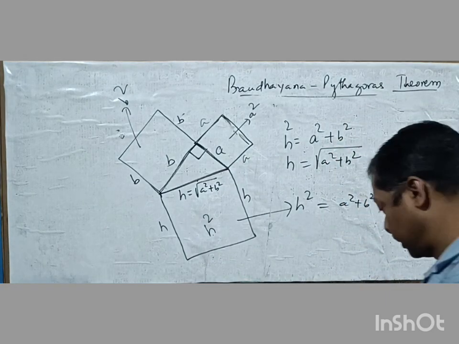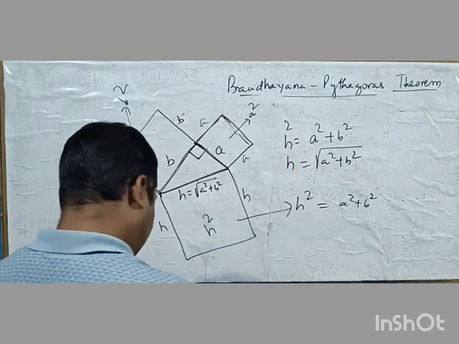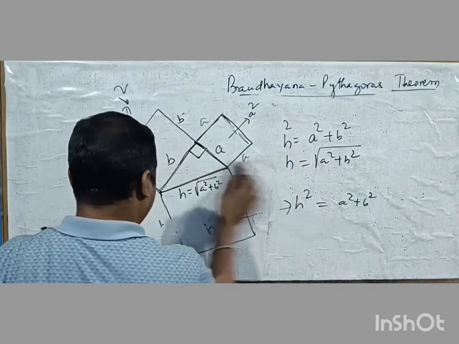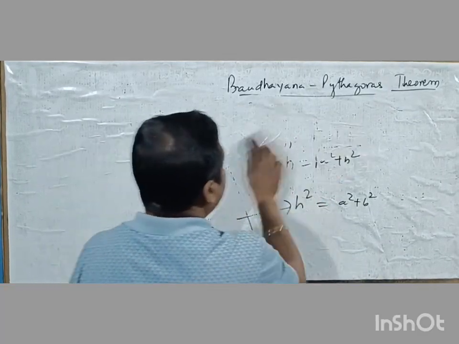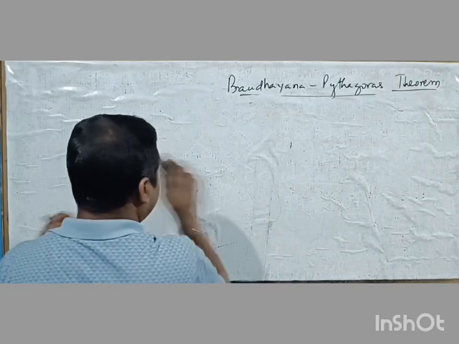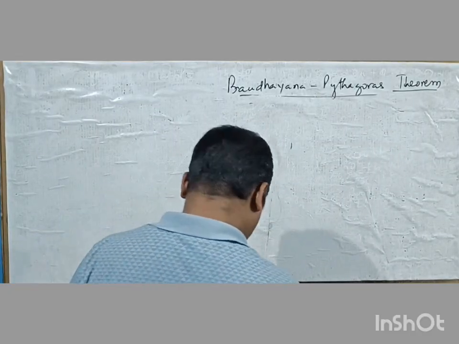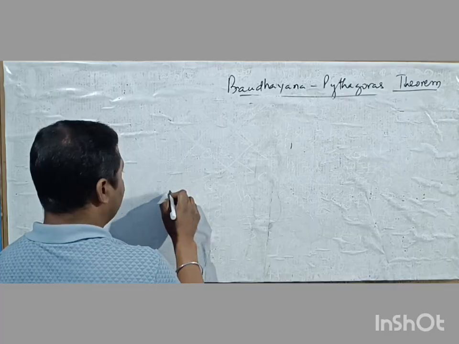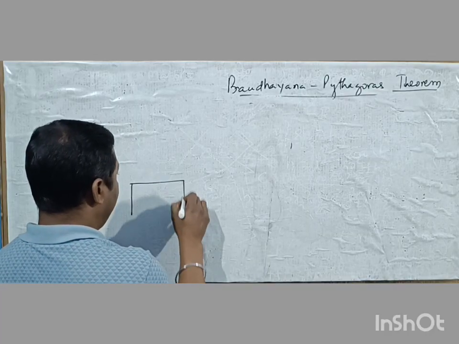So if I take 2 squares, suppose I am taking 2 squares, having a small square A, having side A.